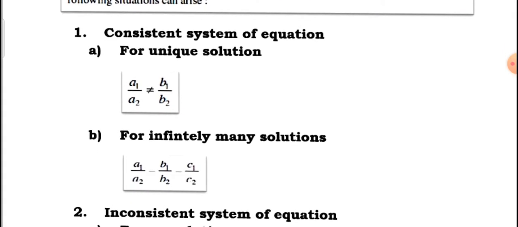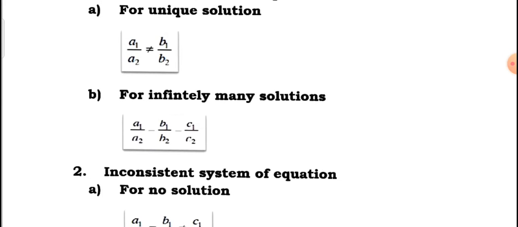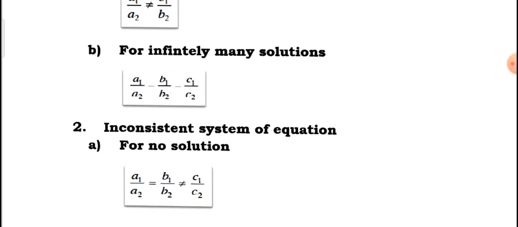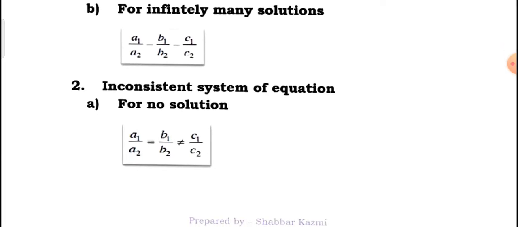We are having two cases. For unique solution, a1 by a2 is not equal to b1 by b2. For infinitely many solutions, we are having the condition that a1 by a2 equals b1 by b2 equals c1 by c2, and these a1, b1, c1, a2, b2, c2 are the coefficients of the linear equations. Now, for an inconsistent system of equations, we are having no solutions, that is a1 by a2 equals b1 by b2 is not equal to c1 by c2.